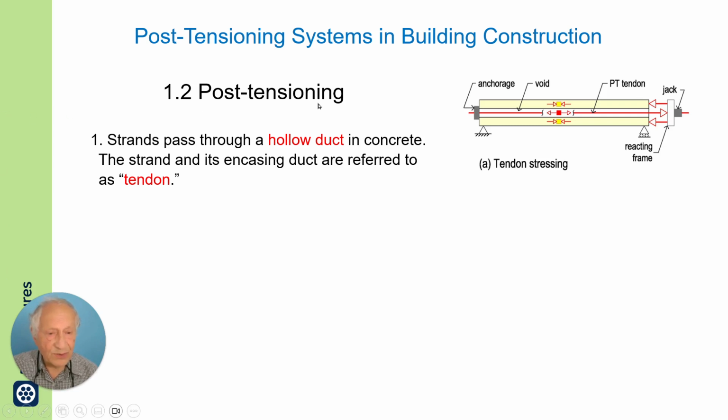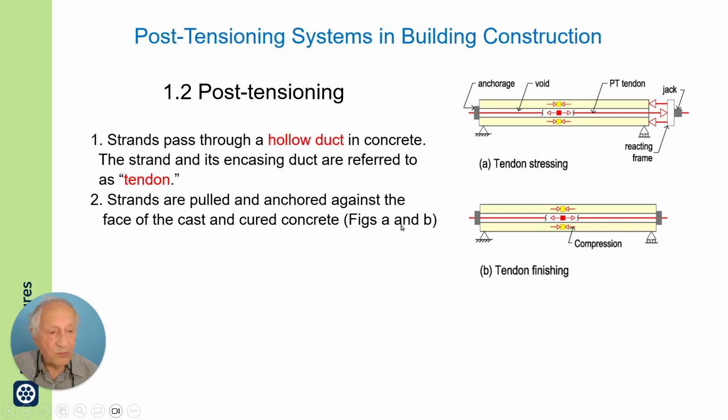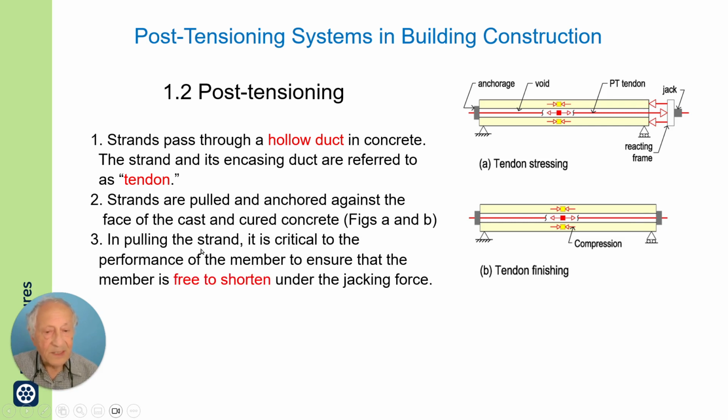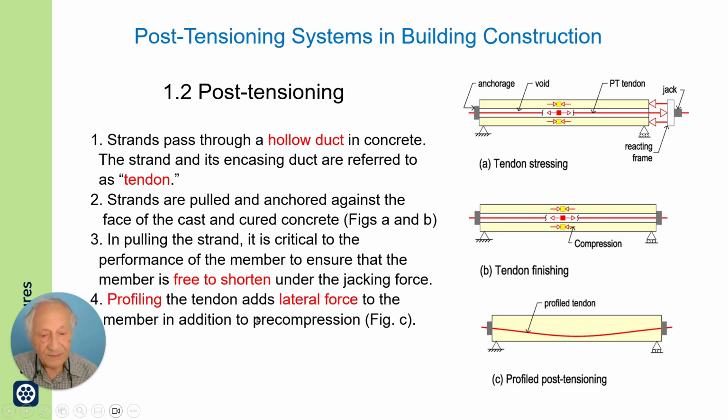Now, when you come to post-tensioning, strands pass through a hollow duct, as shown on the right. The strands are pulled against the cast member and anchored against it. In pulling the strand, this is important, it is critical to the performance of the member to ensure that the member is free to shorten under the jacking force. In other words, you have a roller here for the member to shorten.